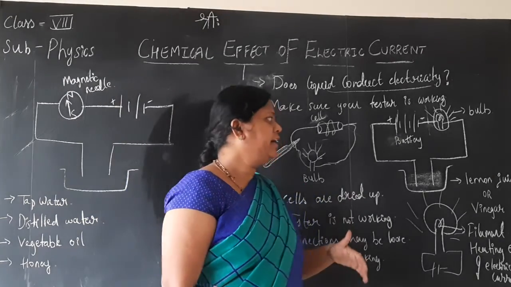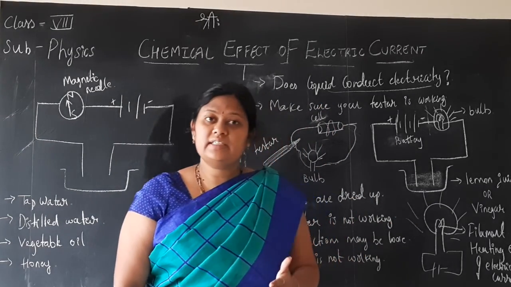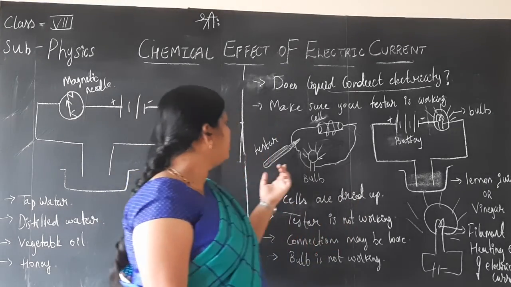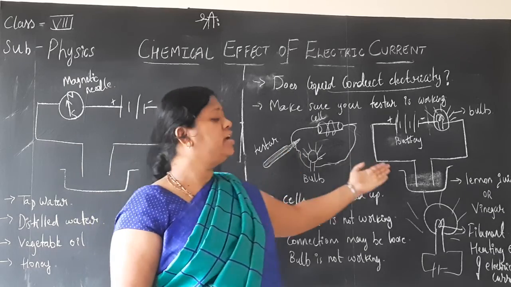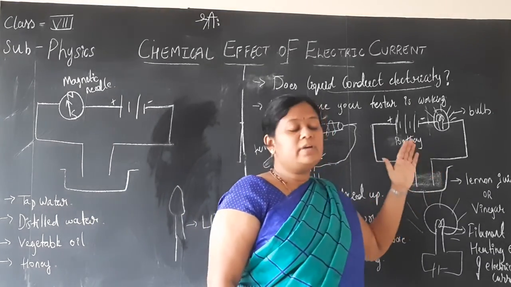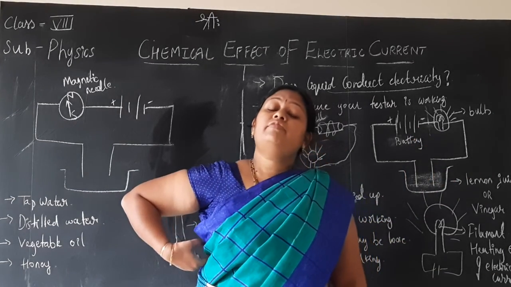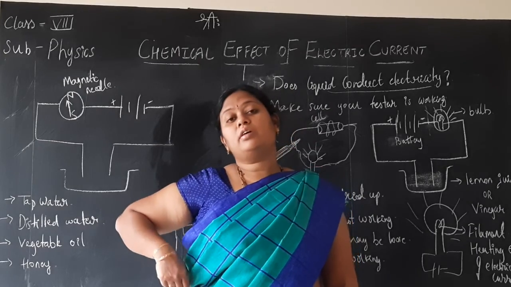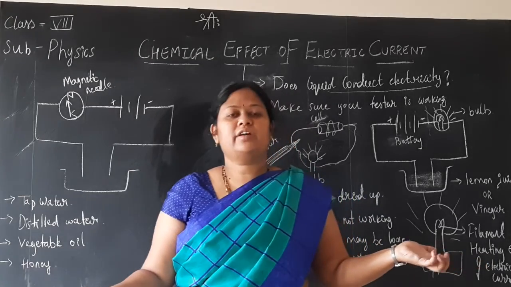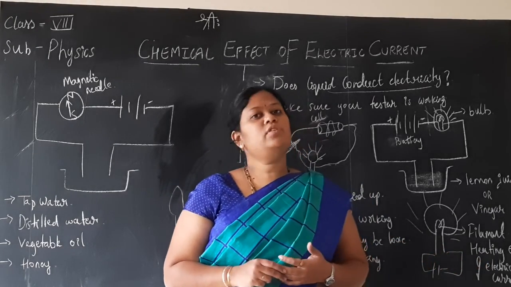So children, after finding the answer for this question and concluding that yes, liquids also conduct electricity, as we learned here, sometimes the circuit may also not work. In the sense, when you are building the circuit, the bulb may not glow. What if the bulb does not glow? You should not come to the conclusion that if the bulb is not glowing, lemon juice is not conducting electricity, vinegar is not conducting electricity. You should not come to such conclusions.